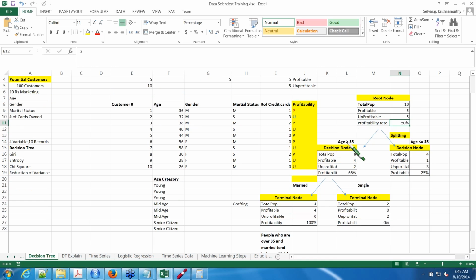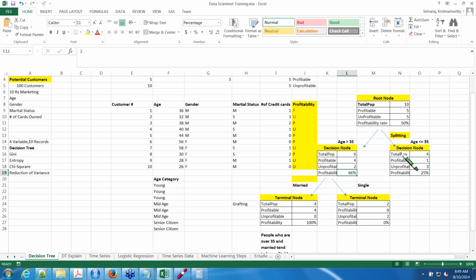So when we start splitting the data set by age, we split it into 2 sets: one is age greater than 35 and one is age lesser than 35. In the greater than 35 category, a total of 6 customers fall. Out of 6 customers, 4 are profitable and 2 are unprofitable. So the profitability ratio is going to be 66%, which is two-thirds of the customers being profitable.